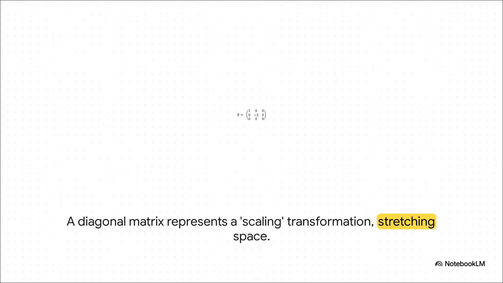Let's take a super simple example from graphics. See this matrix here? It's got numbers only on the diagonal. This little guy represents a scaling transformation. It's a set of instructions that says, stretch space. If you apply this to a 3D model, it'll make it taller or wider. It's an incredibly simple and fast way to code these kinds of changes.